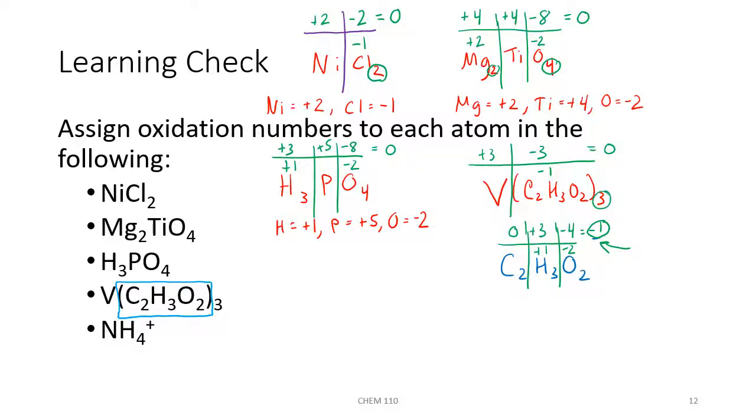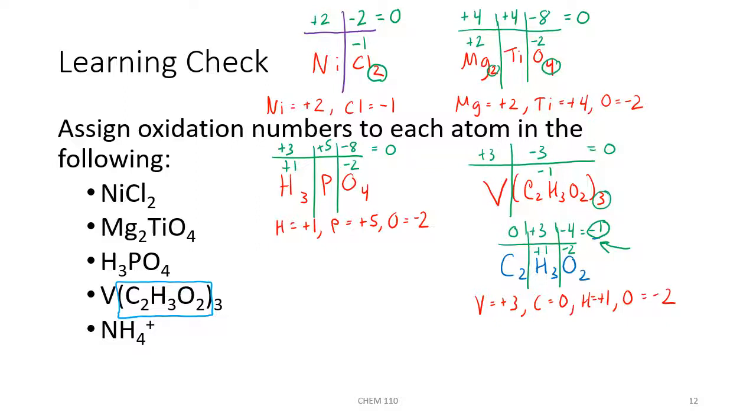Oxidation numbers are not charges. Sometimes they're the same as charges, but they are just used as a bookkeeping method to keep track of electron transfer. So vanadium has an oxidation number of +3, carbon 0, hydrogen equals +1, and oxygen equals -2.